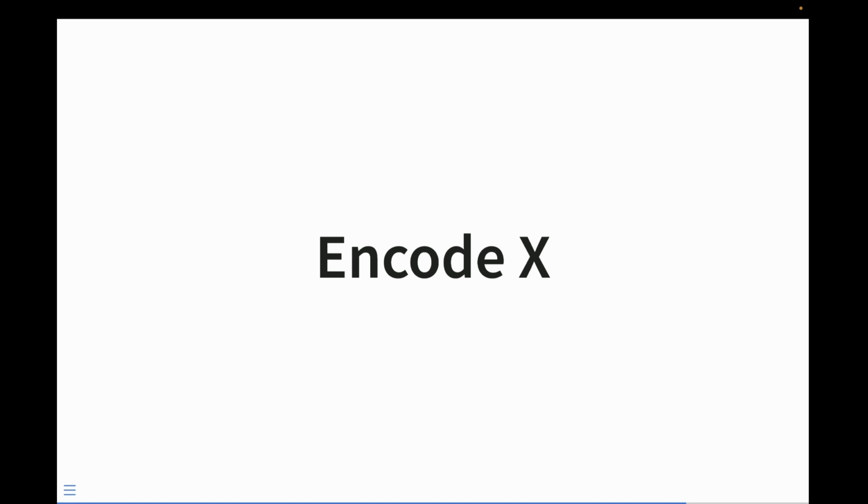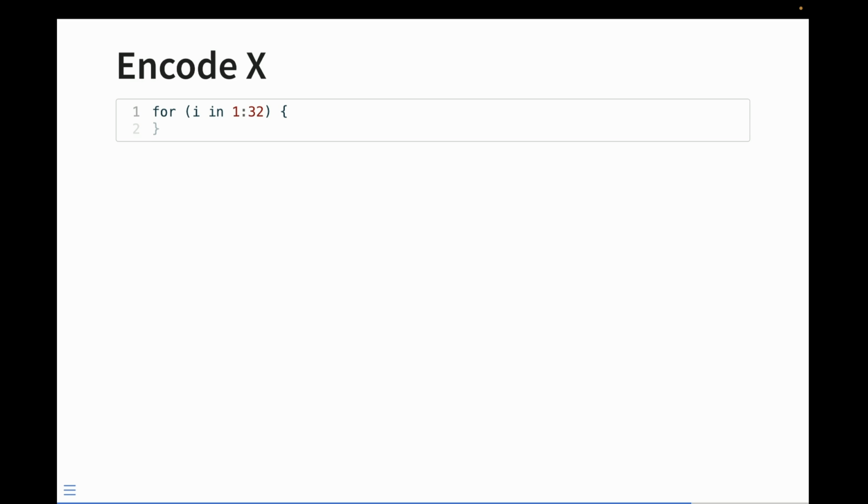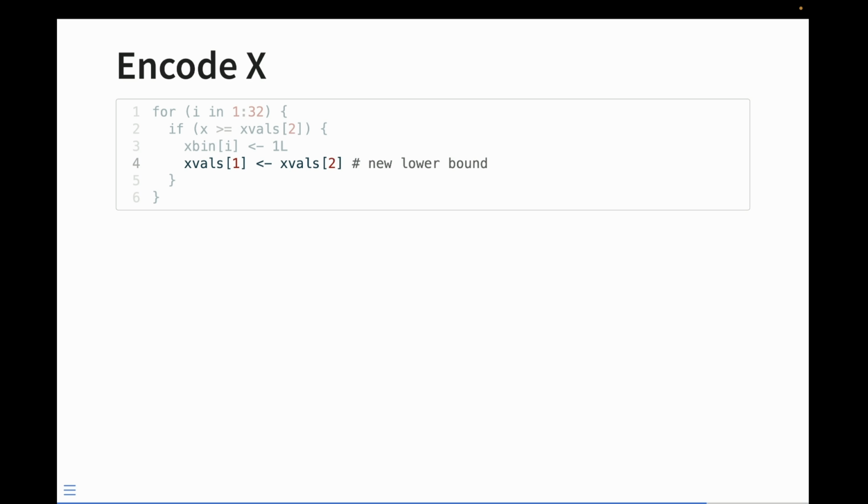We're going to begin to encode our X and Y values. And the simplest way to do this is through a for loop with i in 1 through 32. We're going to first check to see if it falls into the upper interval. If it's greater than or equal to our midpoint, it falls into that. So if that's true, we're going to assign the binary value of 1. Then we're going to adjust our lower bound. Our lower bound then becomes the midpoint.